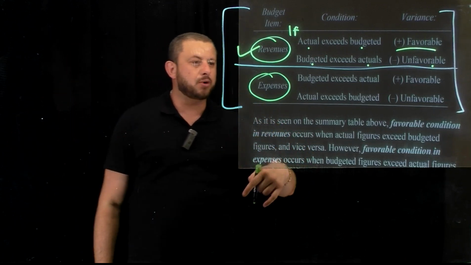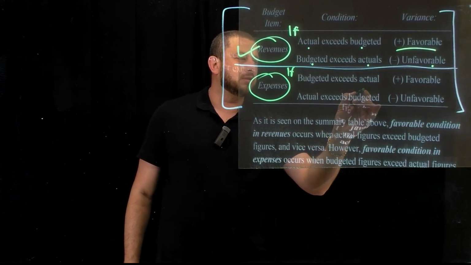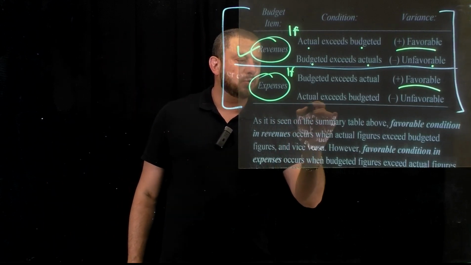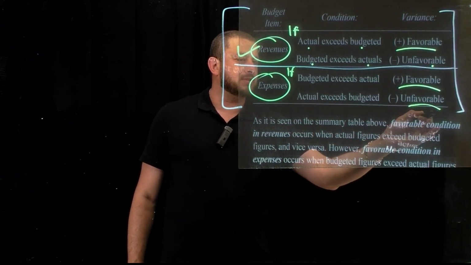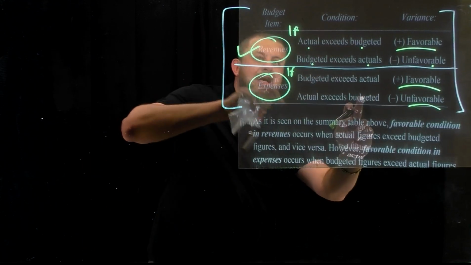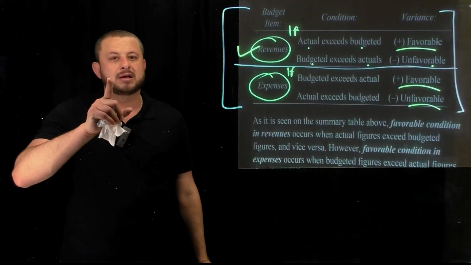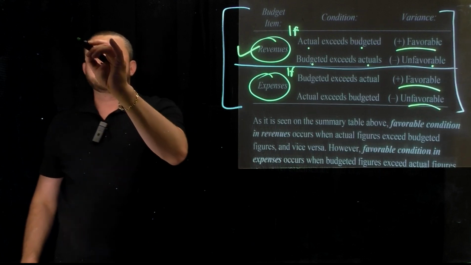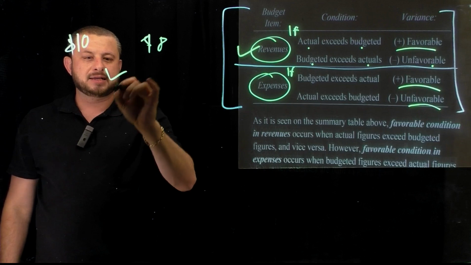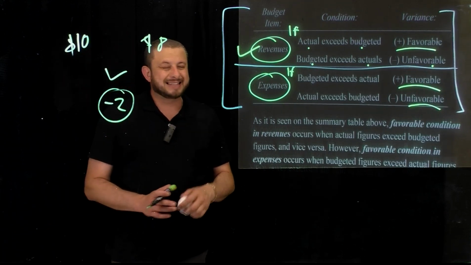For expenses, it is the other side of the coin. If budgeted exceeds the actual, that's what you want as a favorable result. However, if actual exceeds the budget, it will produce unfavorable results. But look, for revenues, actual exceeding budget is favorable, but for expenses, it is unfavorable, of course. For example, if you spend $10 for an item when you budgeted $8, this is negative $2. That means you are in an unfavorable condition. That's exactly what I'm talking about.